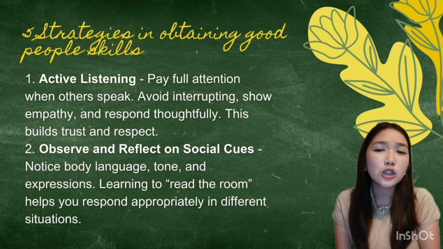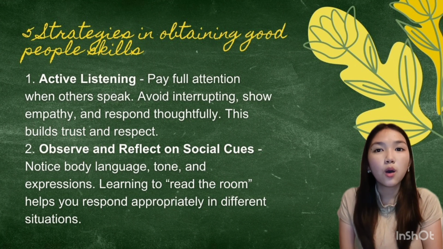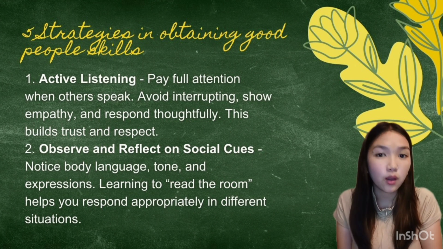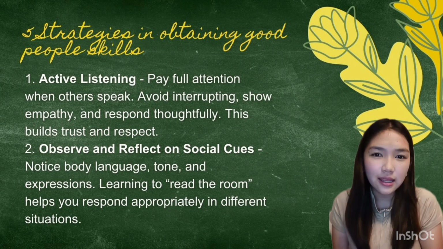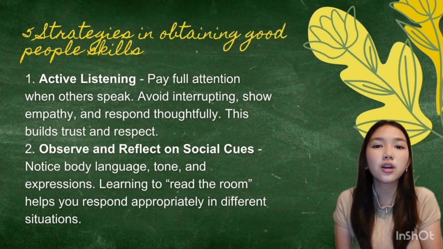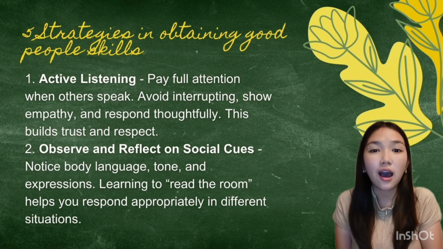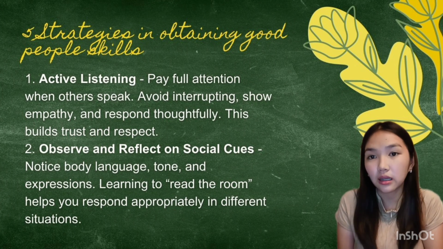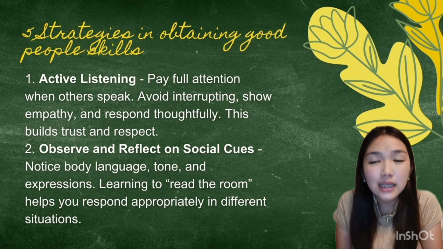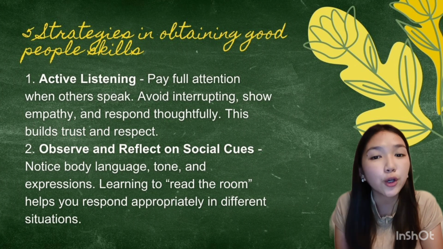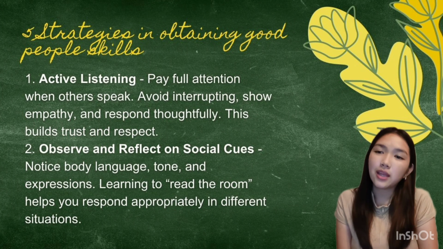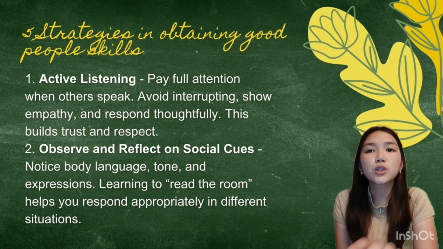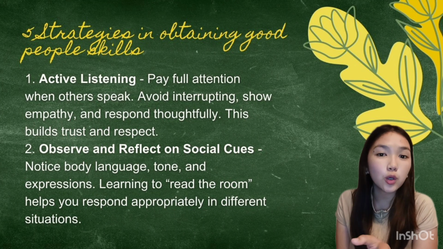Let's talk about 5 strategies in obtaining good people skills. First, we have active listening. Good communication always comes with listening. Why? When someone talks to you, give them your full attention. Do not interrupt, look at them, nod, and show that you care about what they're saying, because this helps people feel heard and respected. Everyone wants that, right?